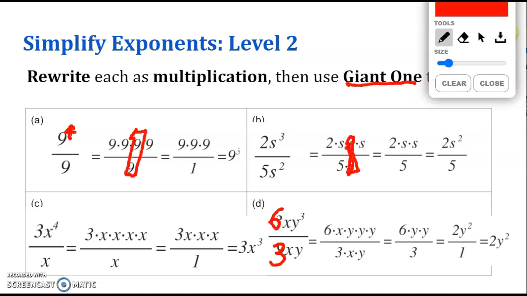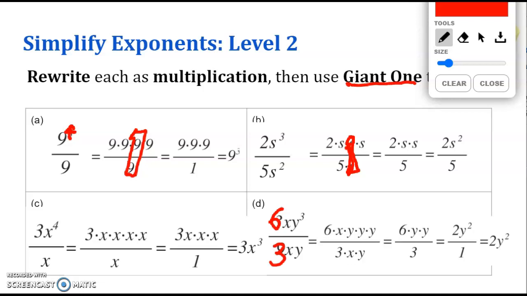Okay, that's my giant one here. Then you're still left with 2 times s divided by 5. And now 2 divided by 5, can we simplify that? No, we cannot. So that just remains as it is. S times s is s squared.